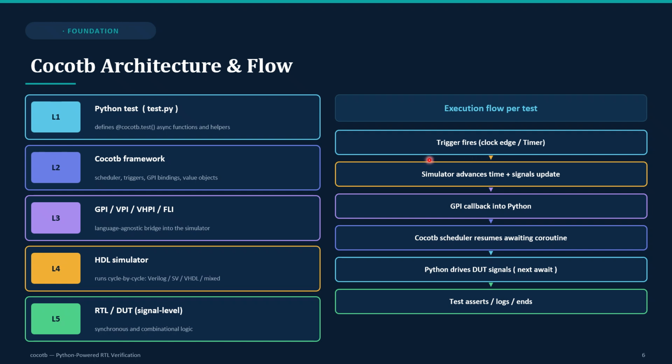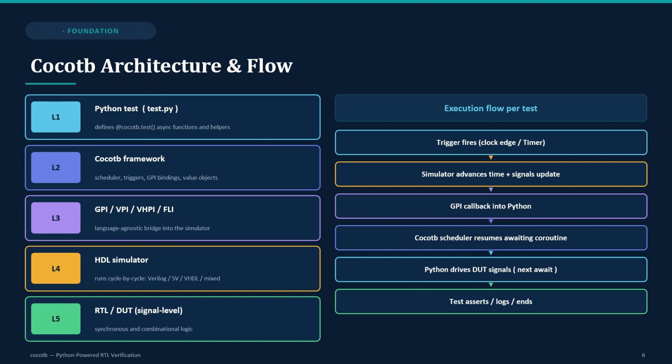Execution flow. In my test bench, there is a timer. From that timer, the control goes back to the simulator. The simulator just advances the time as much as we have assigned and updates the signal. After that, there is a simulator callback. Control again goes to Python, and my coroutine resumes at the same point where it paused. Then Python drives that signal and does the test assert.